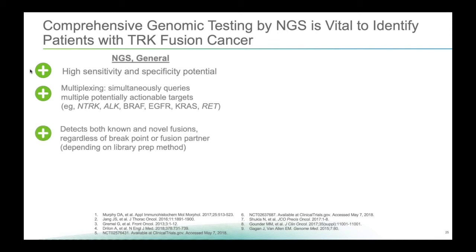It can detect both known and novel fusions, unlike the real-time PCR. So this is a huge plus because we don't know all the partners yet with NTRK genes. We want to discover as we move forward, and the NGS is beautiful for that. So it serves both clinical and research goals.